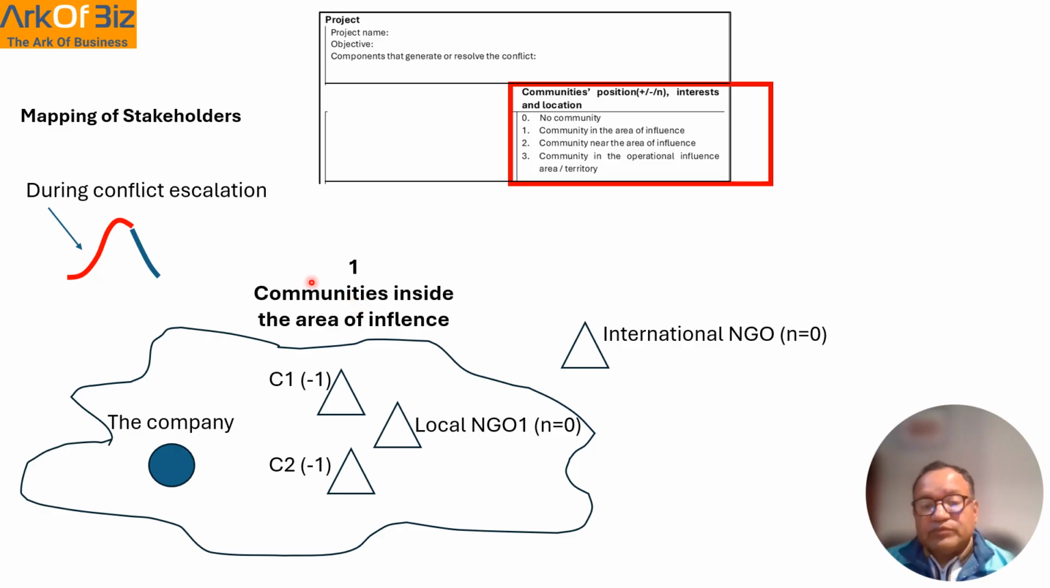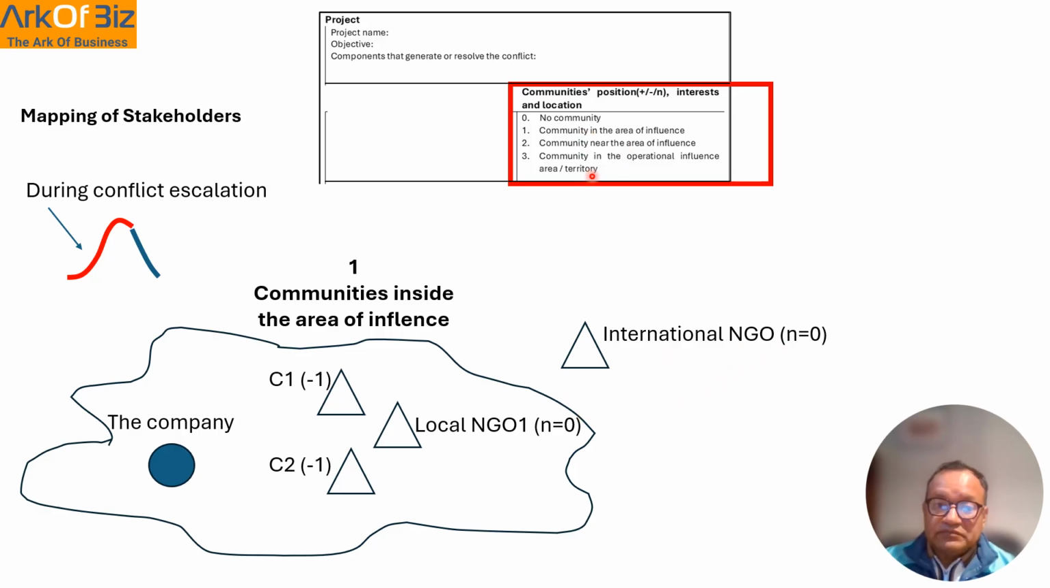Okay, let's see an example. Let's start in the conflict escalation stage. During conflict escalation, imagine the following scenario. We have the company itself here, and we have 2 communities inside the area of influence. Both communities complain about the company's impact. We have negative signs for each community. Also, we have 2 NGOs, a local NGO and an international NGO.